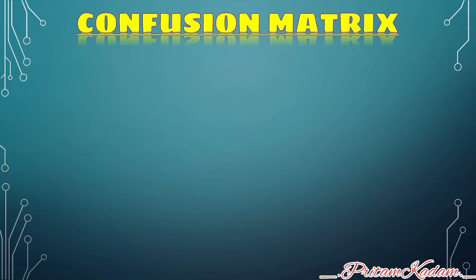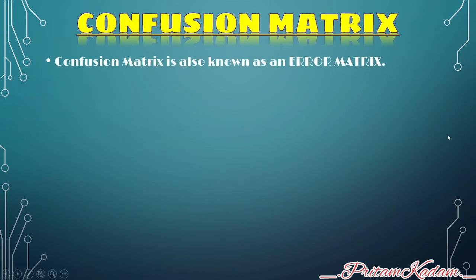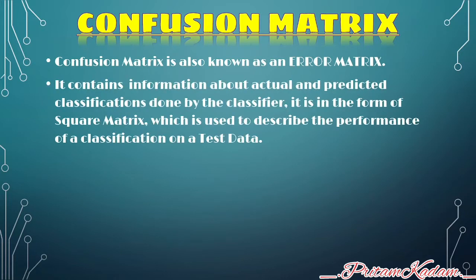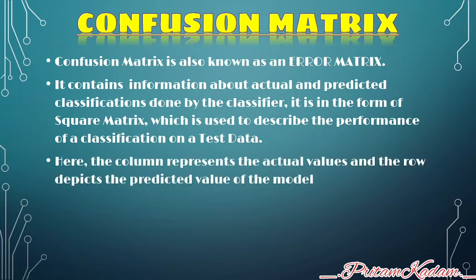Okay, so what is a confusion matrix? So the confusion matrix is also known as an error matrix. It contains information about actual and predicted classifications done by the classifier. It is in the form of square matrix, which is used to describe the performance of a classification on a test data. Okay, here the column represents the actual values and the rows depicts the predicted value of the model.